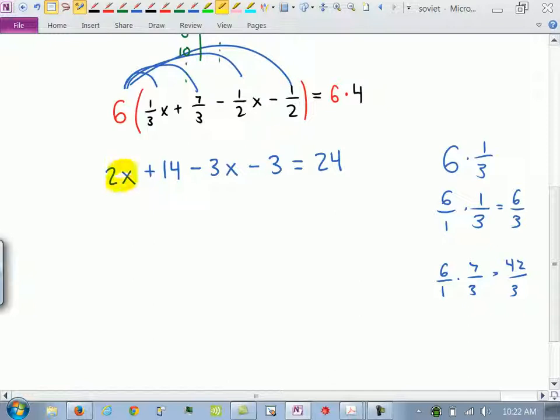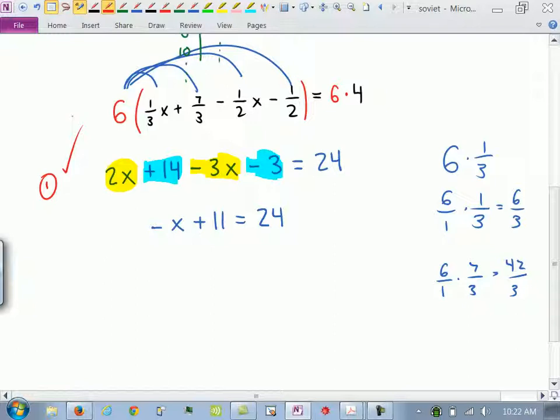So my like terms on the left are highlighted there in yellow and blue, right? I can put the x's together. I can put the numbers together. So what's 2x take away 3x? Negative 1x or just negative x, right? Either way. And then what's 14 take away 3? Plus 11 equals, the right side is 24. So I have now collected like terms. Step 1 is officially complete.